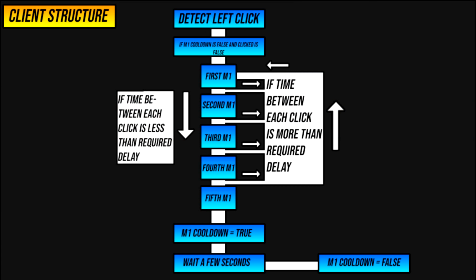The only exceptions are the first M1 and the fifth M1. In the code for the first M1, we don't check for the time between clicks because no click happens before the first M1. The only thing different in the fifth M1 is that it will need additional code for added knockback, and we will also be setting the cooldown to true afterwards. Additionally, we will be setting clicked to true after each M1 so that the next M1 doesn't run until the minimum delay required has passed. Again, all of this might be hard to understand, so rewind the video or ask in the comment section down below. So once you've understood this, we will be moving on to the next section, which is the programming itself.